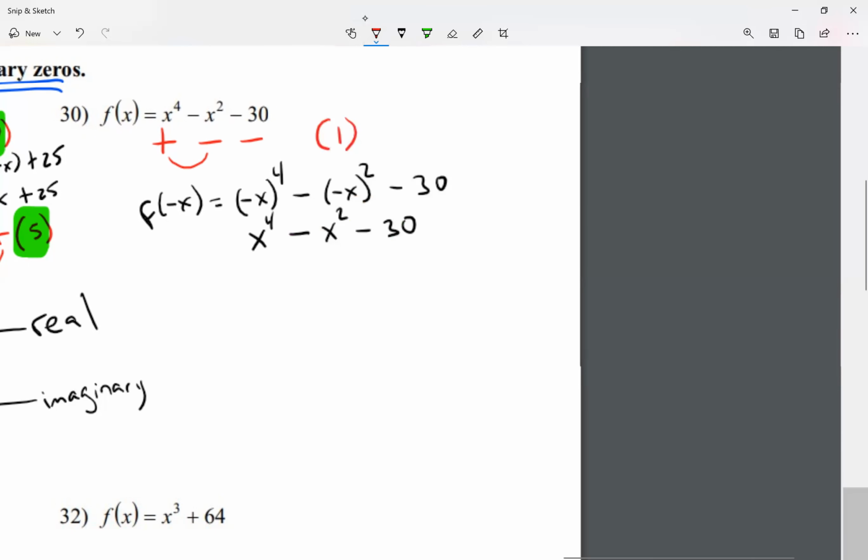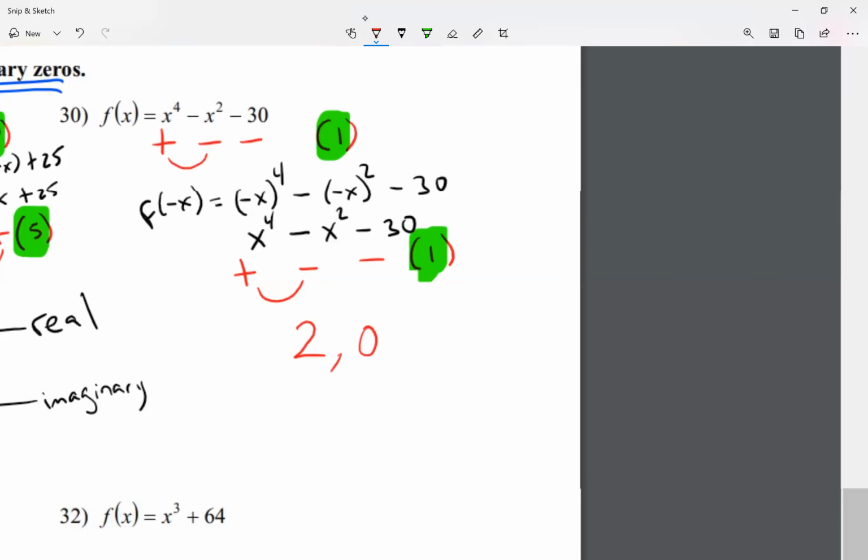Let me think of my signs: positive, negative, negative. There was one change. So on the left side of the y-axis, I can cross the x-axis once. When I add my two numbers in parentheses, the maximum of possible real solutions is 2 or 0. Notice I started at 2, and then I kept on subtracting 2 until I reach either 1 or 0.